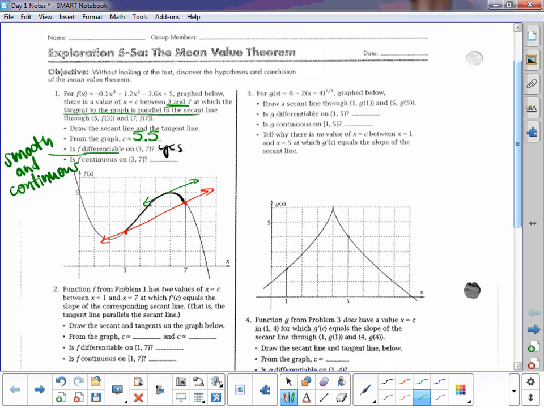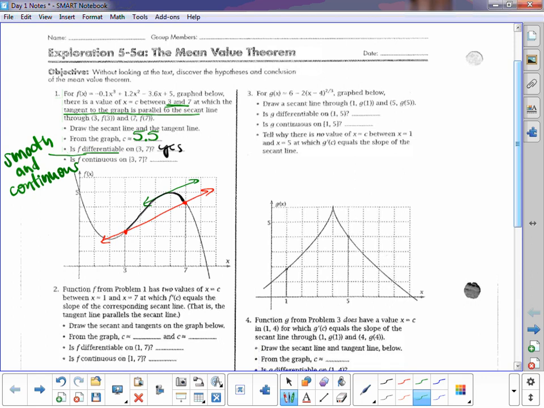What I mean by smooth is there are no sharp points, so no corners or cusps. And continuous means there are no jumps. Remember, a function must be continuous in order to be differentiable. The other thing you have to be aware of is that vertical tangents would cause it to not be differentiable. So you'll hear me say smooth and continuous, or smooth and connected curve.